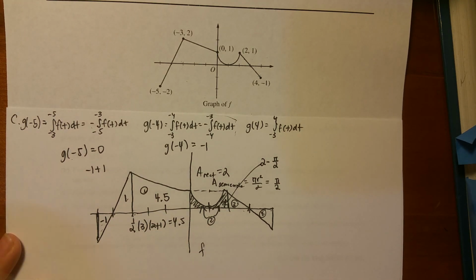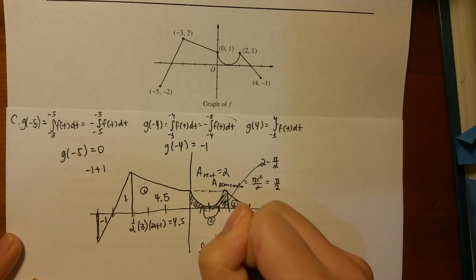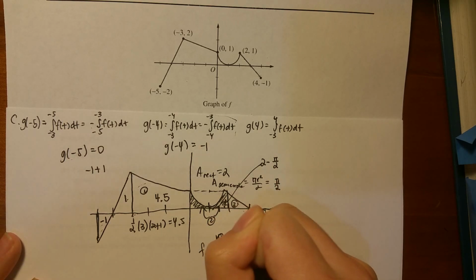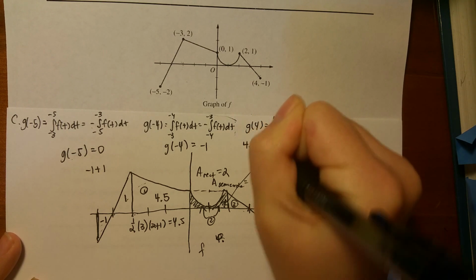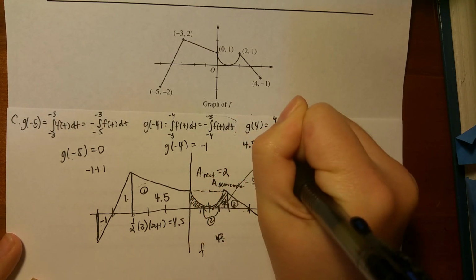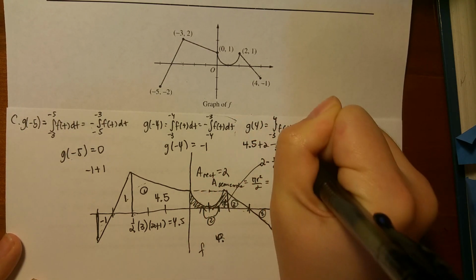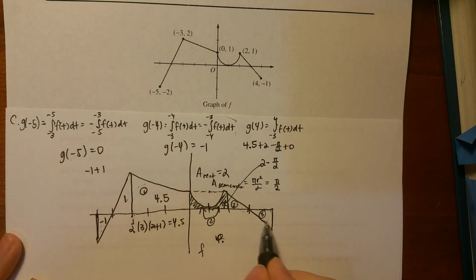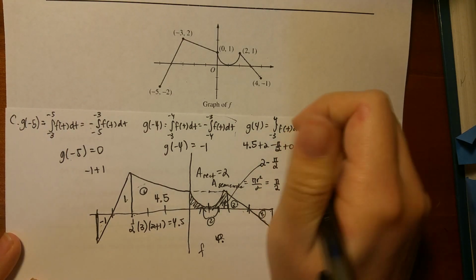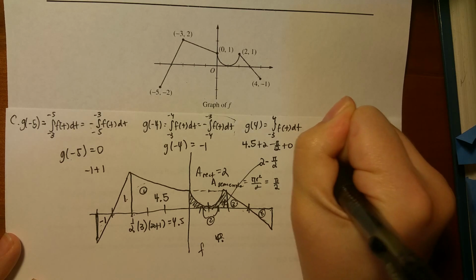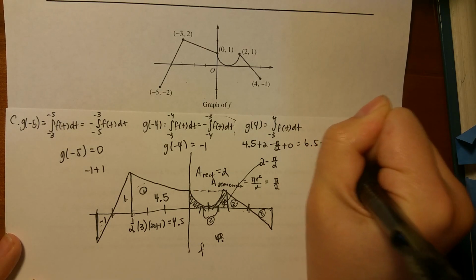Now we can find g of 4 by adding all these areas together. So the g of 4 is going to be 4.5, here I'll write it here, 4.5 plus the area of this sliver here, which is 2 minus pi over 2, plus 0, accounting for the area of 3 and 4. So, to simplify, g of 4 is going to be 6.5 minus pi over 2.